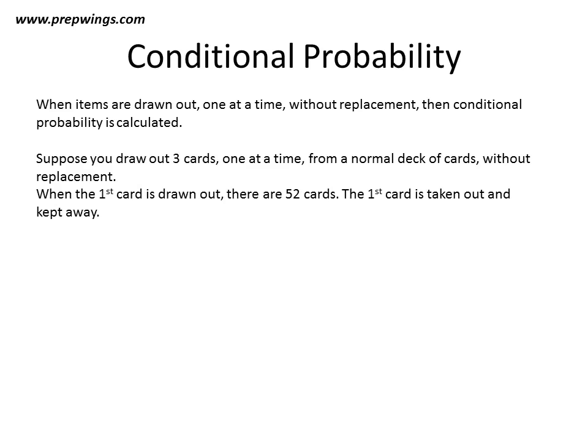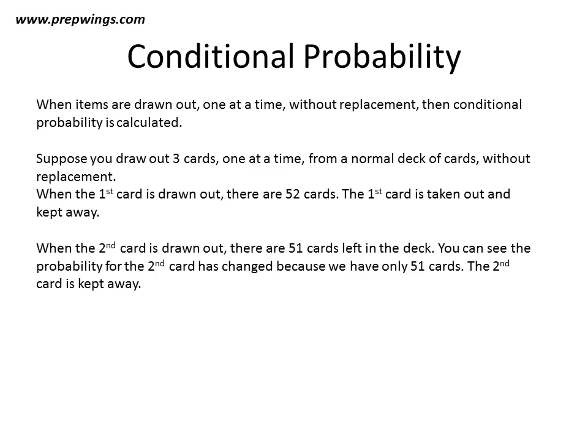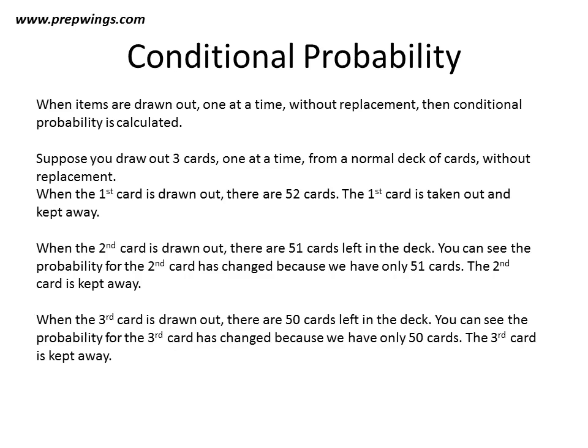Here when the first card is drawn out, there are 52 cards. Now the first card is taken out and kept away because I am drawing it without replacement. When the second card is drawn out, there are 51 cards left in the deck. You can see the probability of the second card has changed because we have only 51 cards instead of 52 cards. Now the second card is kept away here.